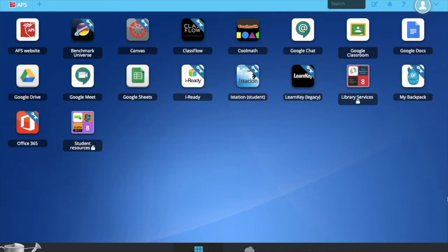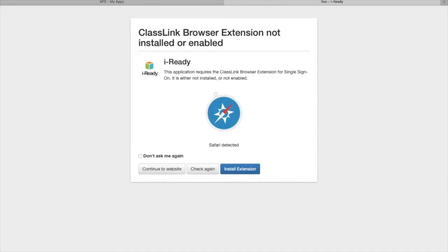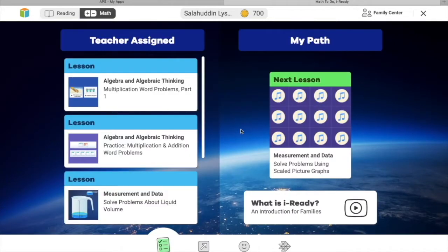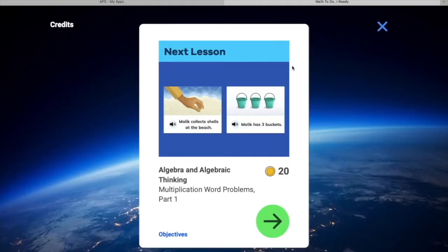To access your iReady lesson, simply go to myaps.edu and click on the iReady icon. If you haven't already done so, please install the login extension. Once you're in, you'll want to click Math, since that's what we're doing today. And you'll see two types of lessons as usual, My Path and Teacher Assigned. Try to do both, but if you only have time for one, try to prioritize the Teacher Assigned lesson. From this point onward, you know the routine.